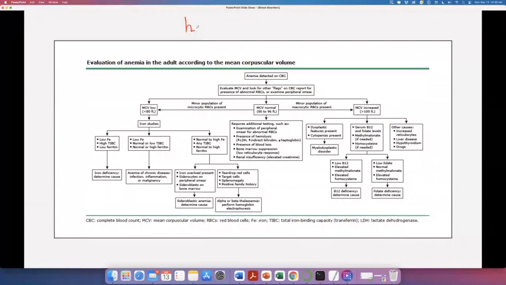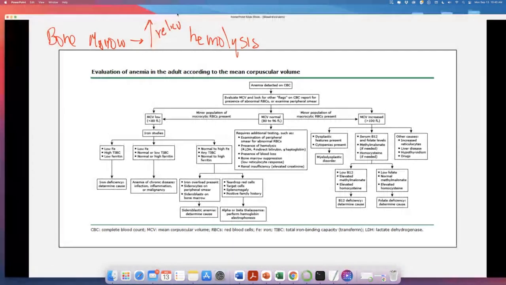Okay, when there is hemolysis, okay, the bone marrow will respond by increasing the production of red blood cells. So we may find an increase in the number of reticulocytes.